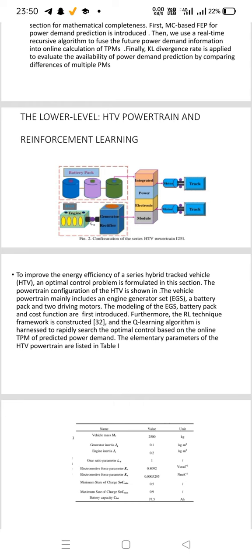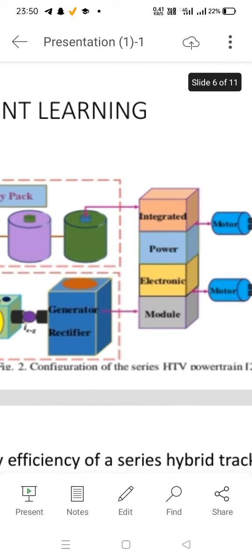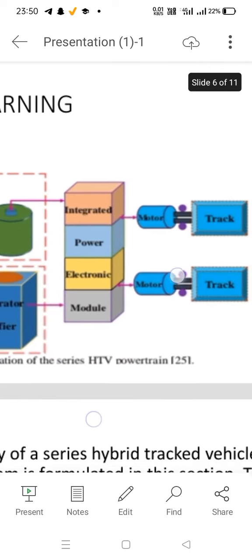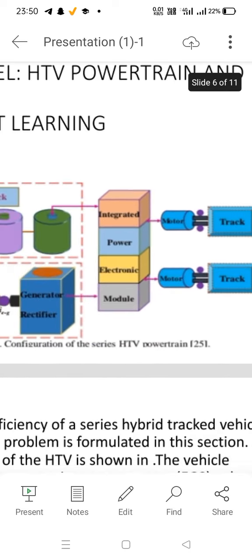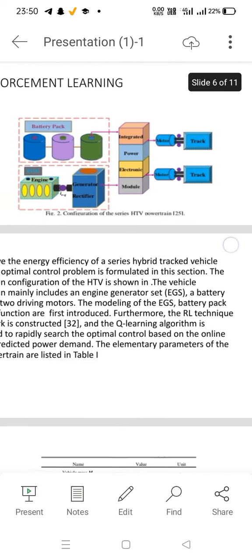Here we can see the block diagram. This is the engine, this is the battery pack, generated. It uses both the engine and the battery pack. Whenever the charge in the battery is over, it uses the engine and the fuel. The integrated part is designed. The mechanical energy is produced from both the battery and the engine. Two track motors are there: one motor to drive from the battery, another motor to drive from the engine.